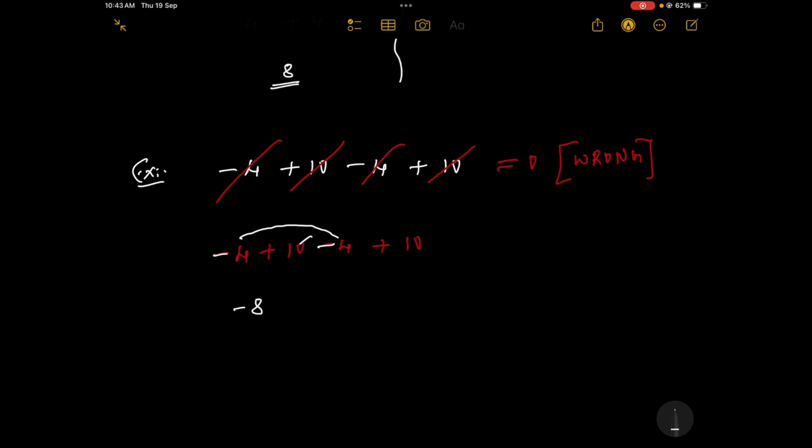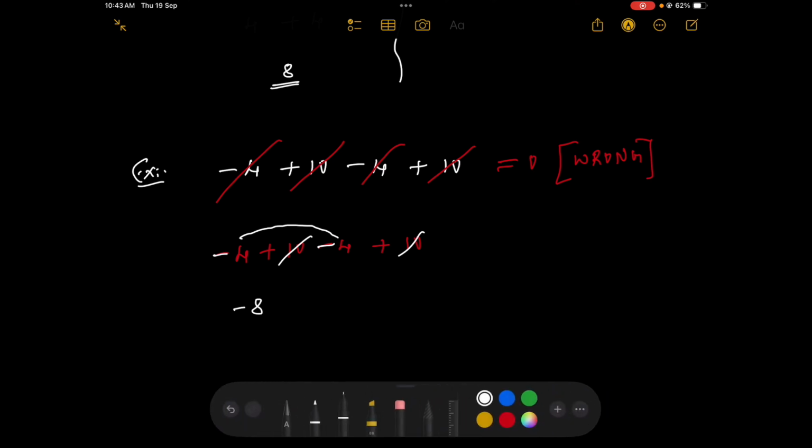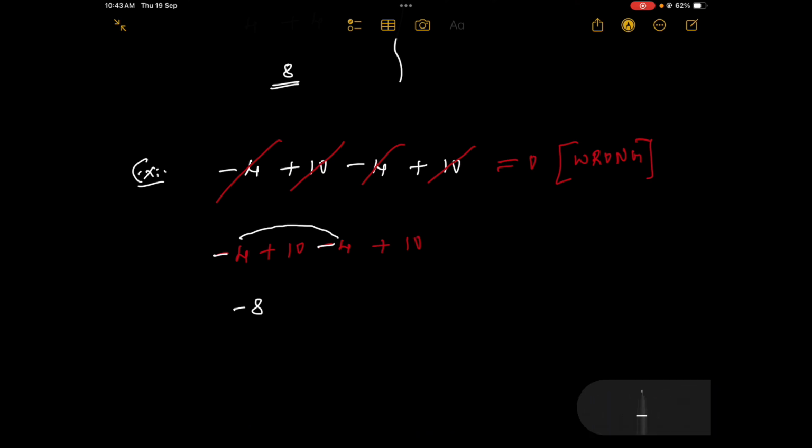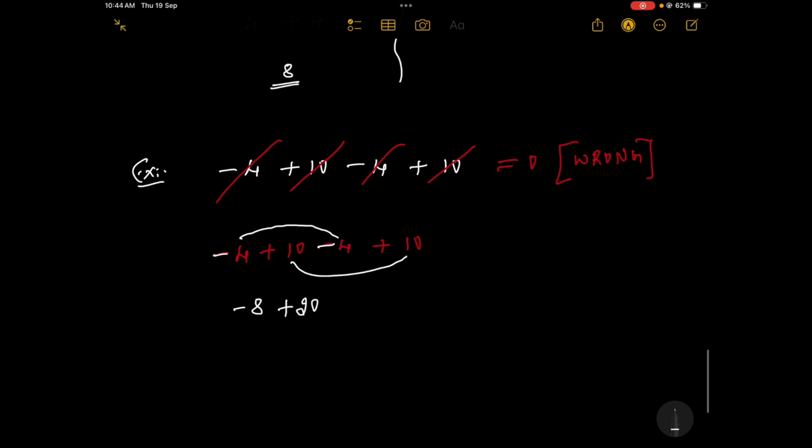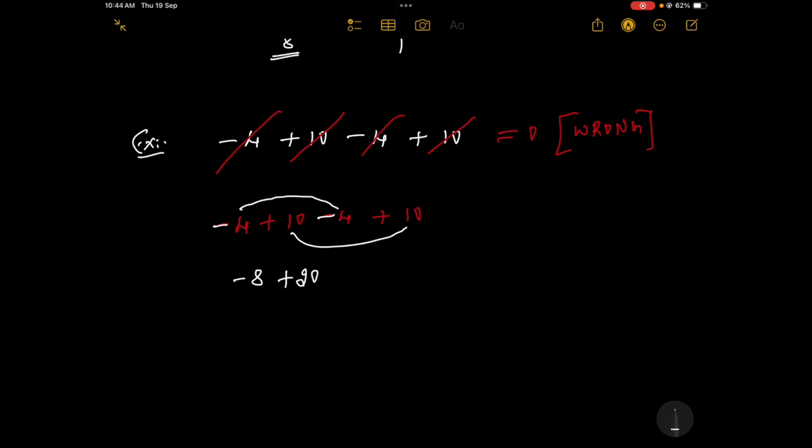And can we cancel plus 10 plus 10? No, you cannot cancel plus 10 plus 10. Both the numbers are positive. If we add both the numbers, we get plus 20 here. Now we are left with minus 8 and plus 20. So what do we have to do? Subtract. 20 minus 8, we get 12. So 12 is the answer here. Okay, this problem can be solved in this way also.